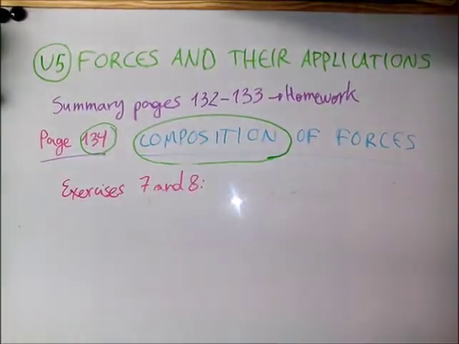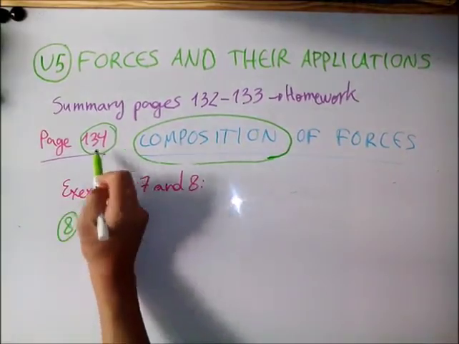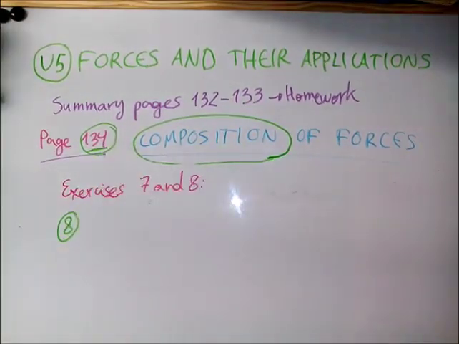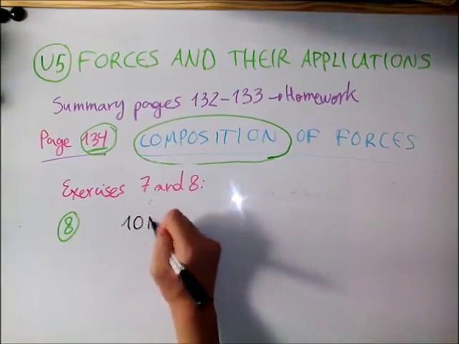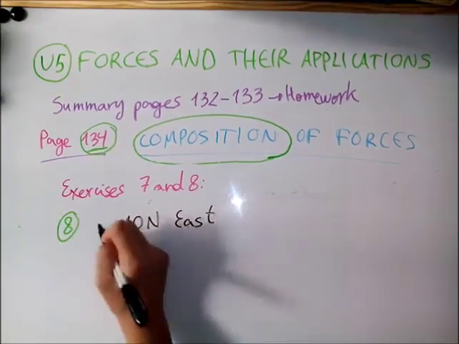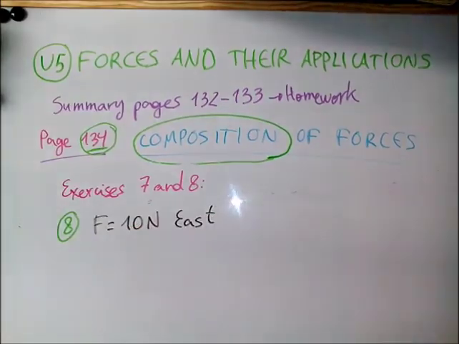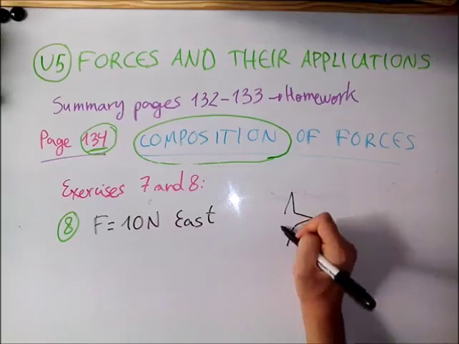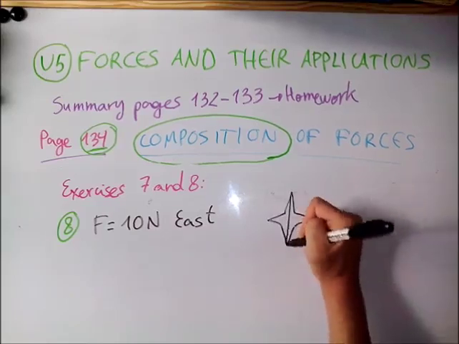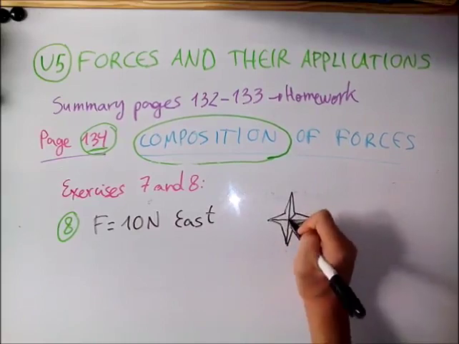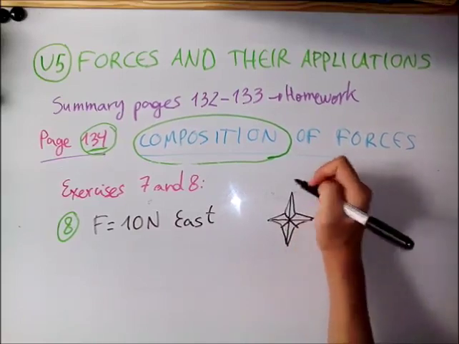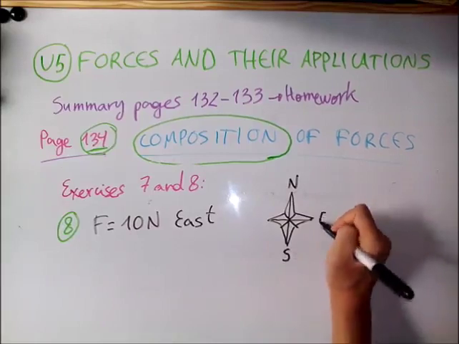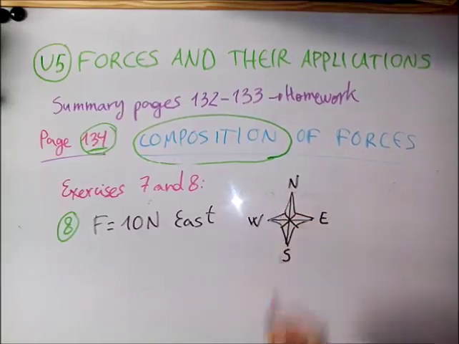So we go with exercise number 8, again on page 134, do not forget. And they tell me a boatman exercises a force of 10 Newton to the east. This is a force that the boatman is exercising. I'm going to draw here the geographical directions. You don't need to make it fashionable. So this is basically north, south, east, and west.